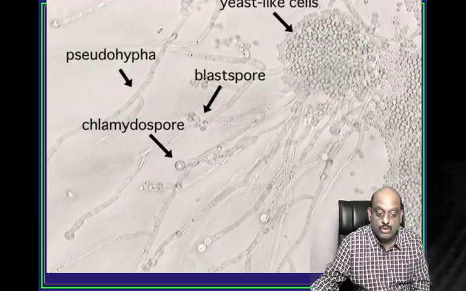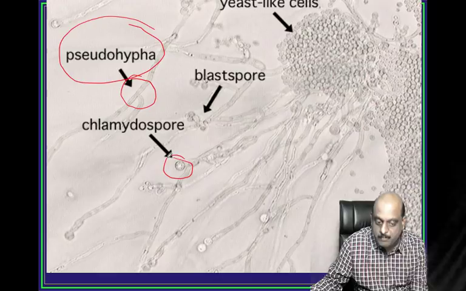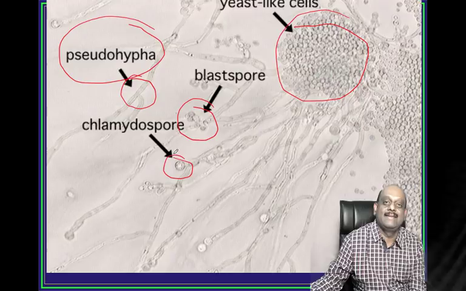So, pseudo hyphae, this is how they look like. This is a chlamydospore. This is a blastospore. These are yeast like cells. That is what you are able to see here.